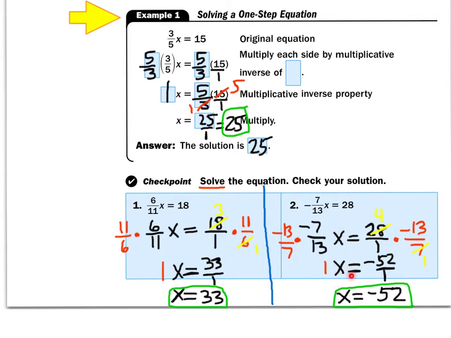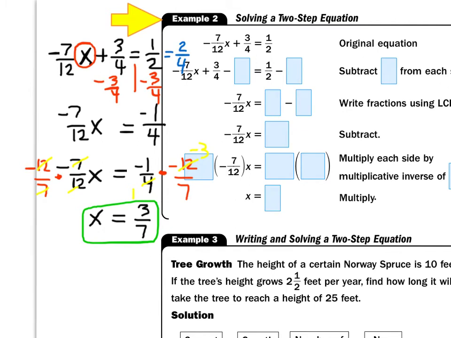Bring down the x, bring down the equal sign, and over here, look at the 28 and the 7. The greatest common factor is 7. So 28 divided by 7 leaves you with 4. 7 divided by 7 leaves you with 1. 4 times -13 is -52 on top. 1 times 1 is 1 in the denominator. So x = -52.